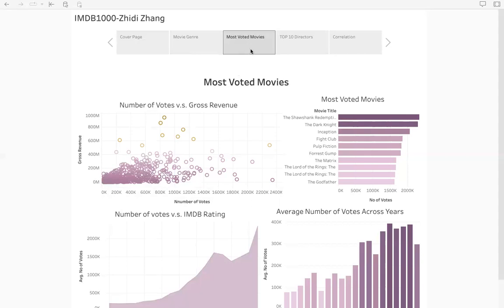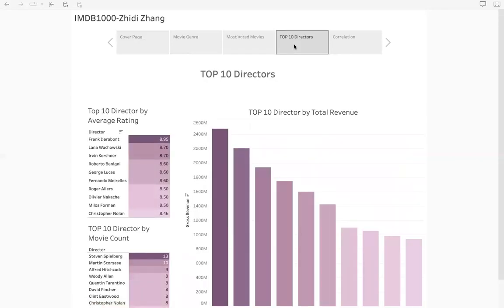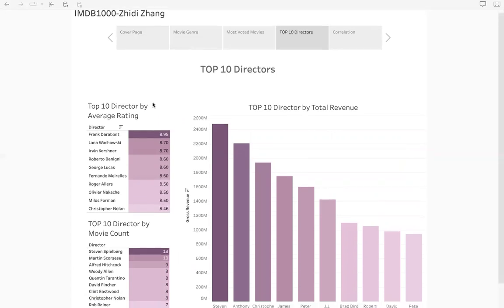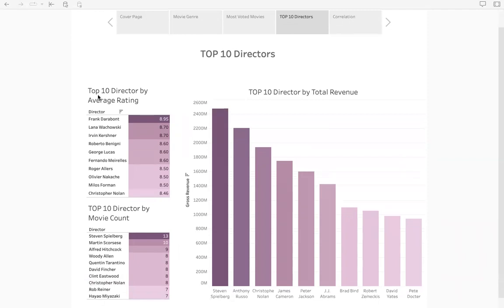So let's move on to the third tab. The third tab is about the top 10 directors. As you can imagine, it is difficult to define the top 10 directors since there are multiple standards. Here I chose 3 criteria. The first criterion is top 10 directors by average rating. Frank has the highest average rating.